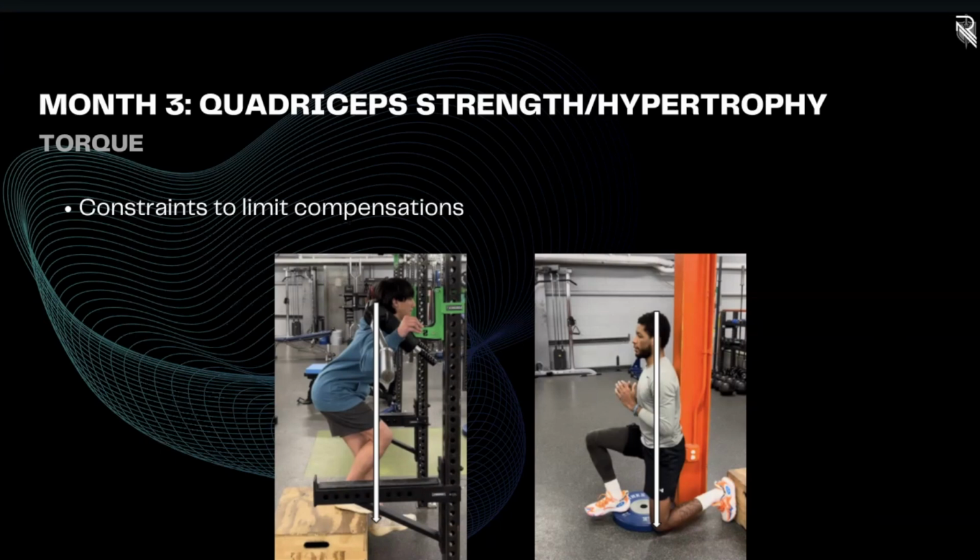In contrast, the image on the right shows the use of external constraints to limit compensation. The primary constraint here is the post, which prevents the hips from shifting too far back and encourages a more upright trunk position. This setup increases the likelihood of directing more mechanical stress to the quads.